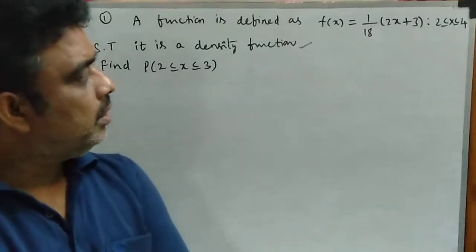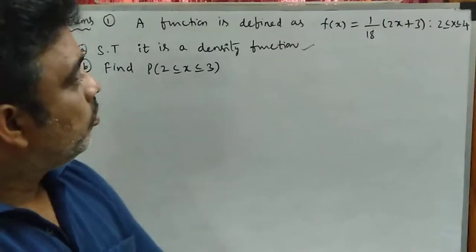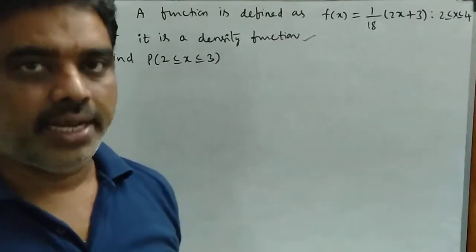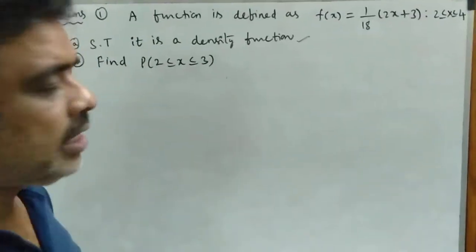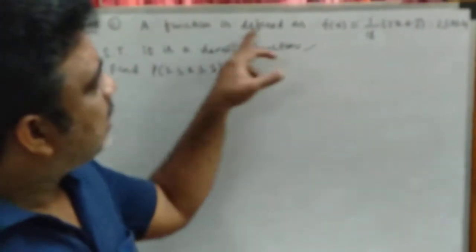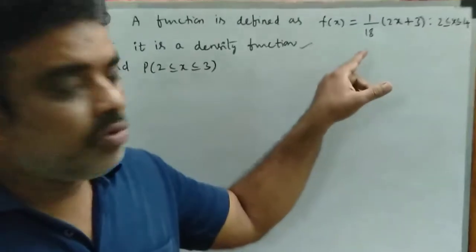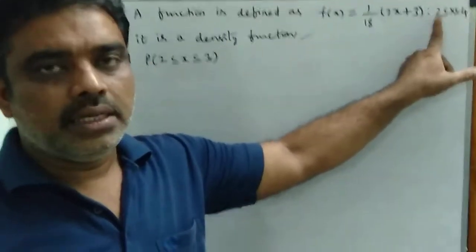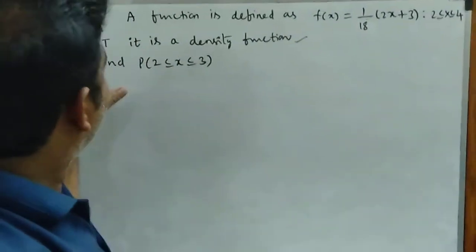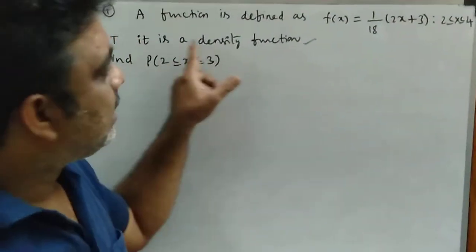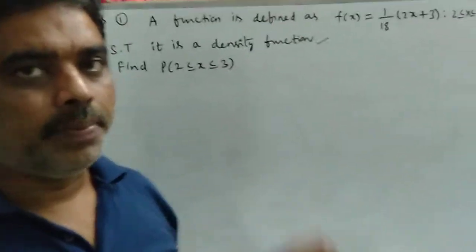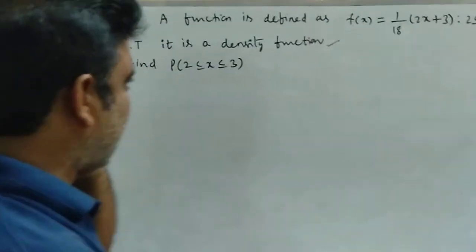Students, in this video we are going to solve problems on continuous random variable. So see the problems. Problem number 1. A function is defined as f of x is equal to 1 by 18 into 2x plus 3, where x is in between 2 and 4. In the first bit you have to show that it is a density function. And in the second bit you have to find the probability of x in between 2 and 3.